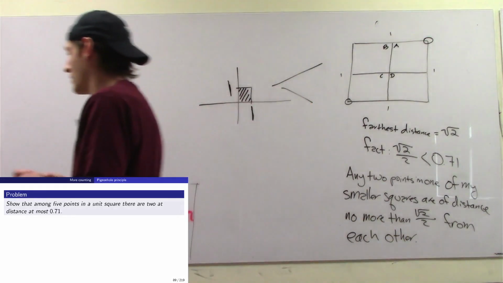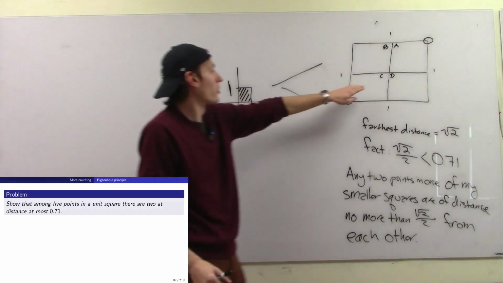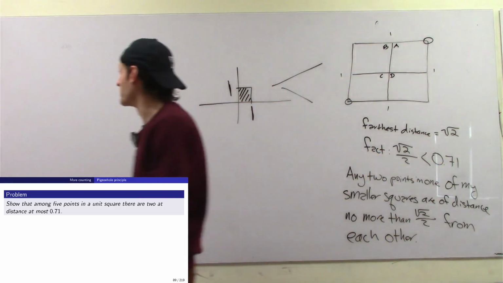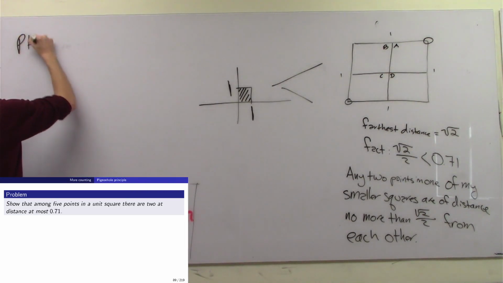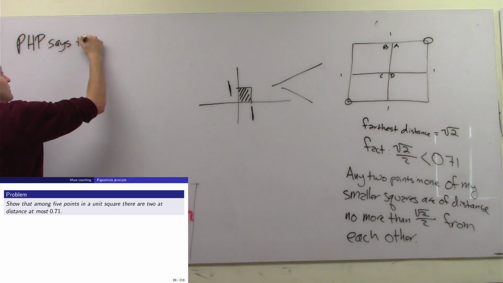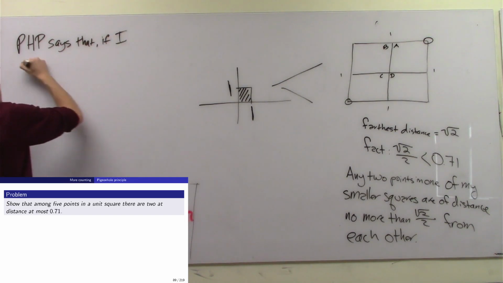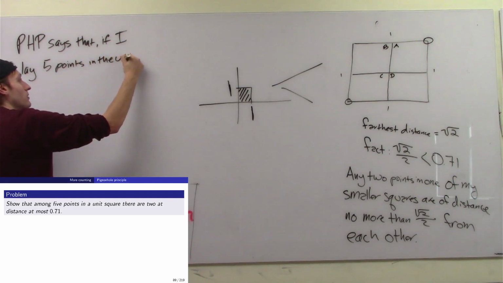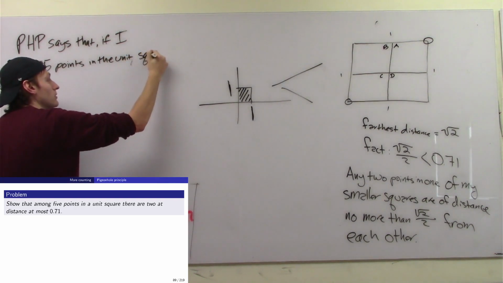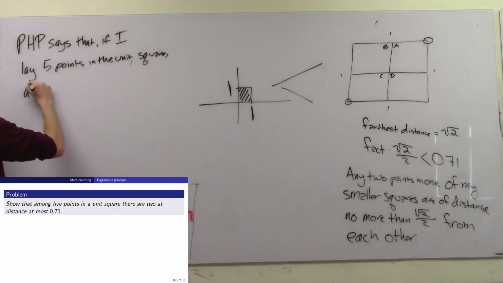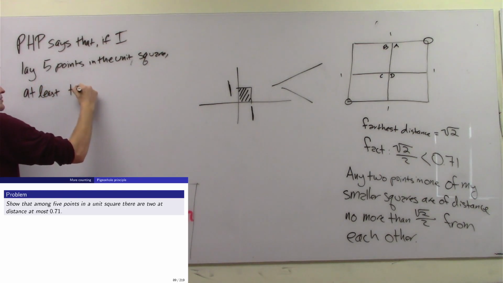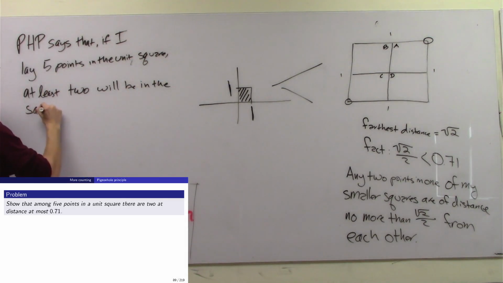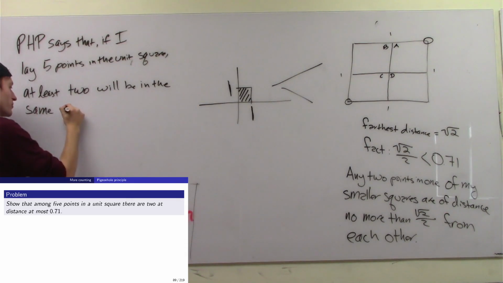Okay. So what's going on here? I have these 4 small regions, and I know that any 2 points in the same region will satisfy the property I need. And so what happens next is that the pigeonhole principle, PHP, says that if I lay 5 points in the unit square, at least 2 will be in the same sub-box, smaller square.